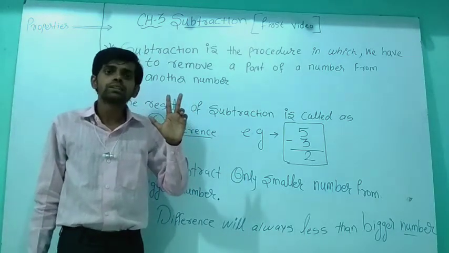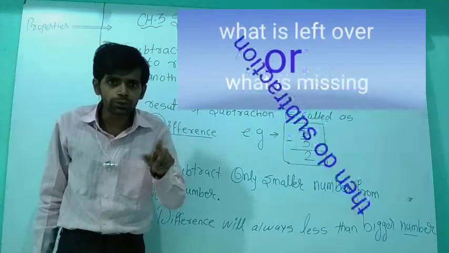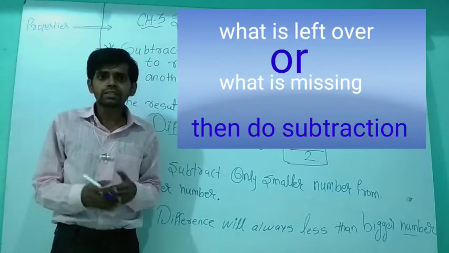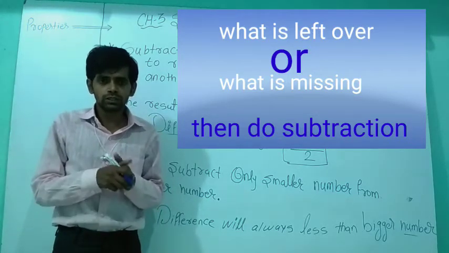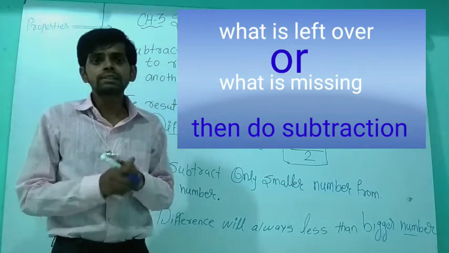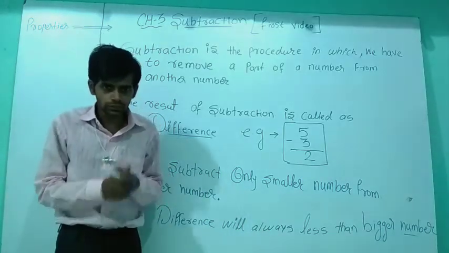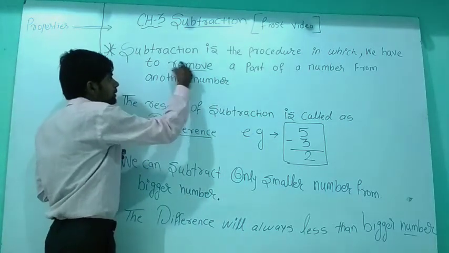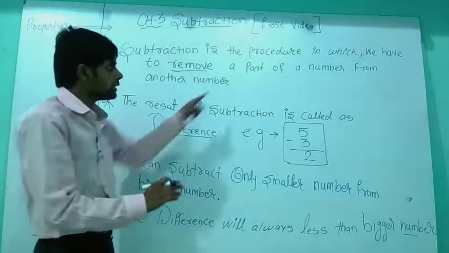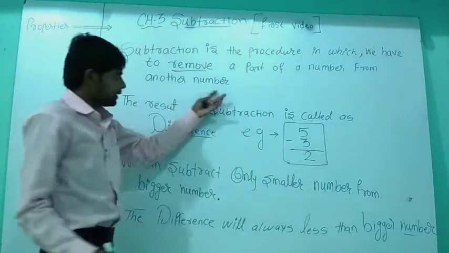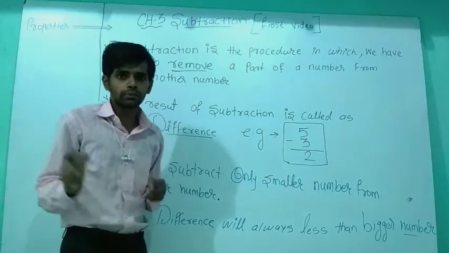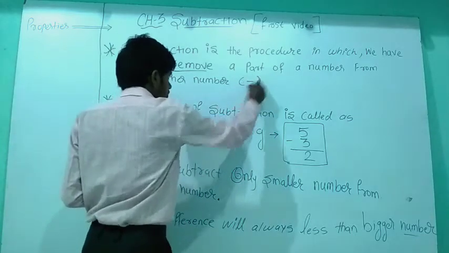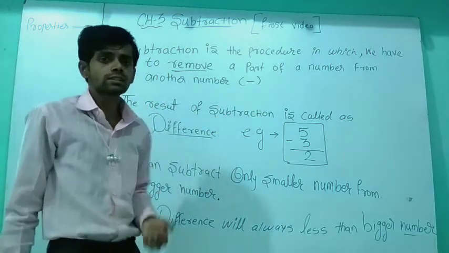3. So that means if you want to find out what is left over or what is missing, in this case we have to perform the subtraction. Subtraction is the procedure in which we have to remove a part of a number from another number. So that is called subtraction. And the sign of subtraction is this, the minus sign.